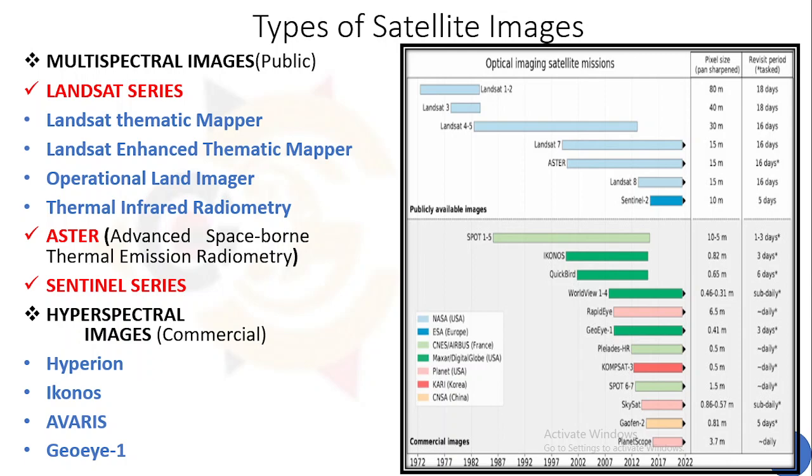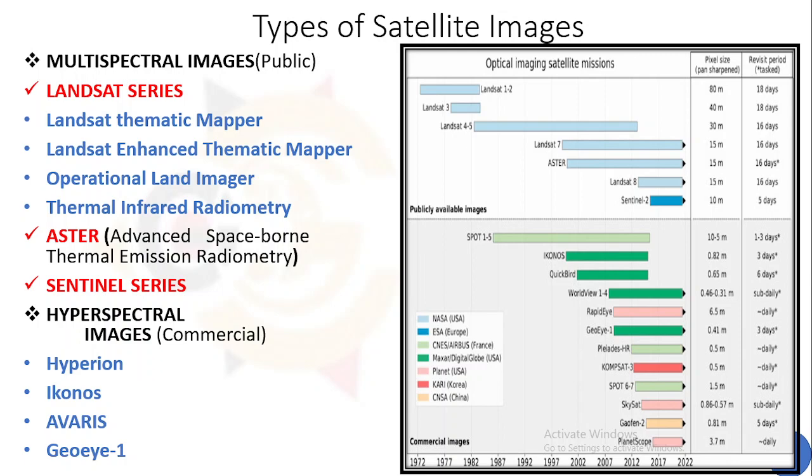But this has been reduced to 5 days in Sentinel-2. So it looks like every 5 days, Sentinel gives us one full image of the Earth. That's what it means. It means that these satellites are running at hyperspeed and they take very good quality images.